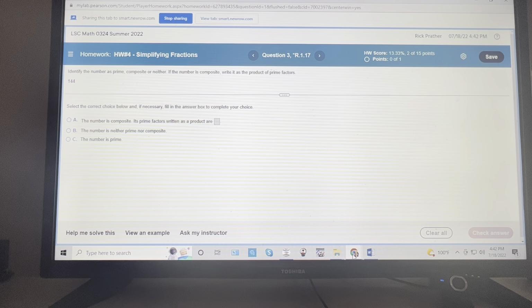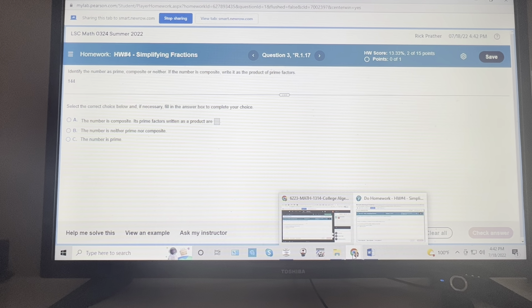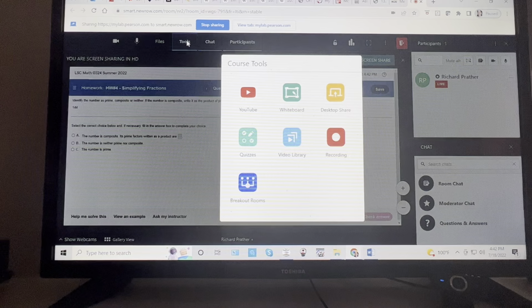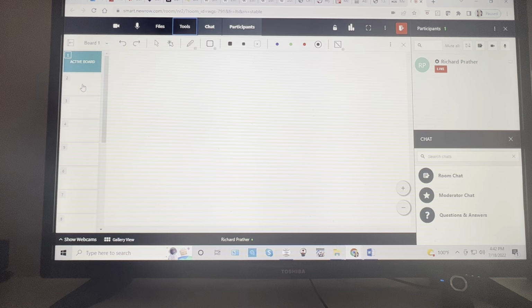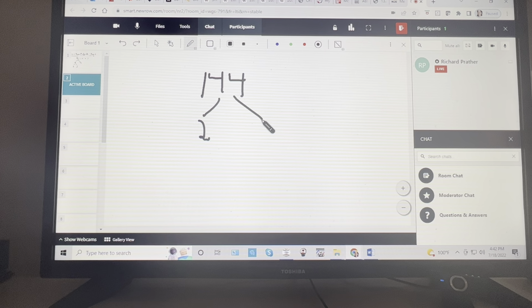Okay, 144 definitely divides by something other than 1, and 144 definitely divides by 2 because it's an even number. So if you get a really large one, one way to start is to say that if it's any even number, it definitely divides by 2. So in my branch, I can do 2 and whatever. 14 divided by 2 is 7. And 4 divided by 2 is 2. That's one way to divide by 2 if they come out evenly.